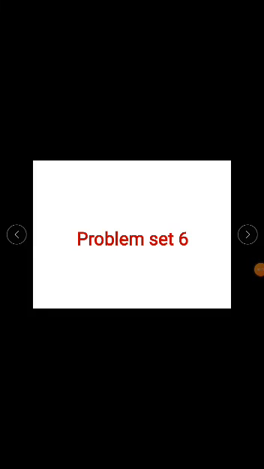Now we will solve questions from problem set 6. Question number 1. Choose correct alternative answer and fill in the blanks.